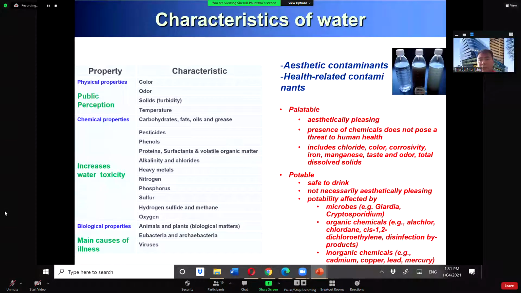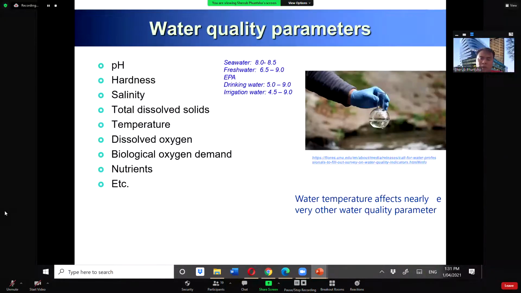basically from the public perception, there are physical properties, chemical properties and some biological properties, as we said. Physical properties include color, odor, and turbidity, how turbid the water is, whether it looks clean or clear or a little murky. That sort of appearance gives an indication of water quality. Temperature also indicates some quality of water.